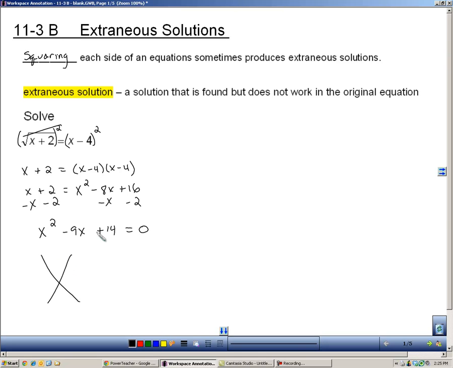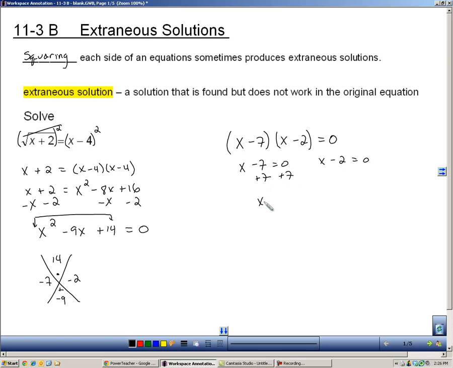So diamond, multiply the 1 and the 14. We need two factors of 14 that add to give us a negative 9. I would say negative 7 and negative 2. So we can factor this as x minus 7 and x minus 2 using the short version that we learned, and that equals 0. Setting each group equal to 0 and solving, you don't have to do this step if you can do it quickly in your head, but I'm going to do it for those that don't remember. x equals 7, and then adding 2, x equals 2.